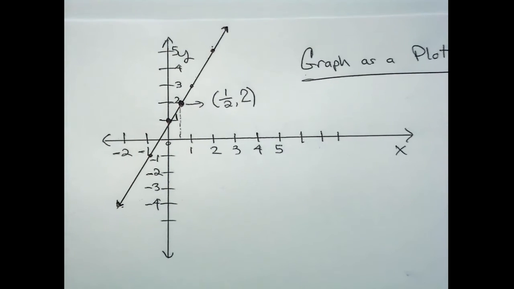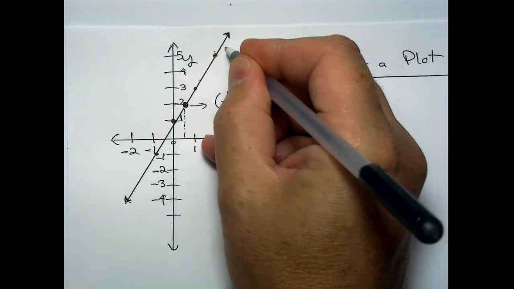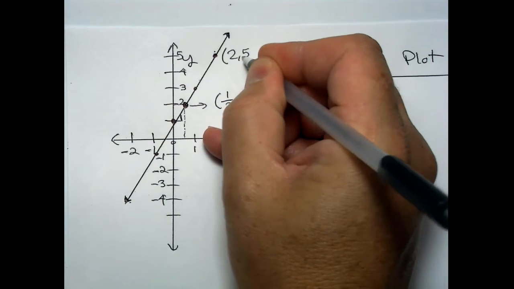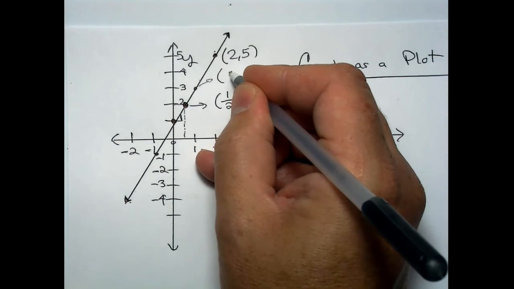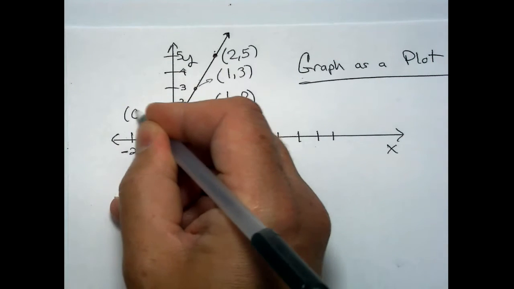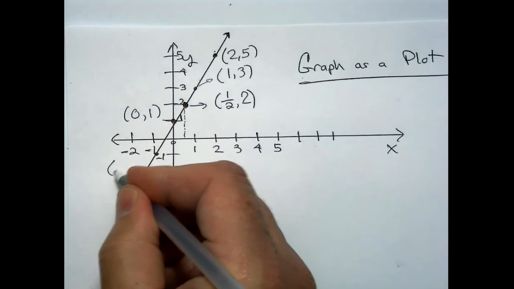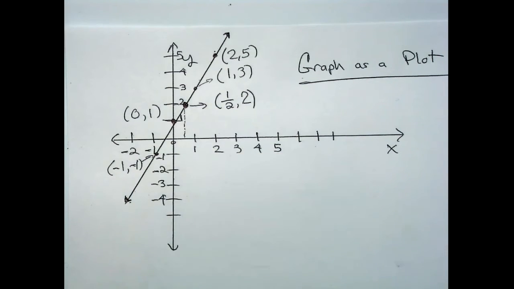So this is the graph as a plot with all of the solution points on here. I'm going to label the ones that I originally put out there. This one right here is 1, 3. This one here is 0, 1. And over in the back here is -1, -1, right there.